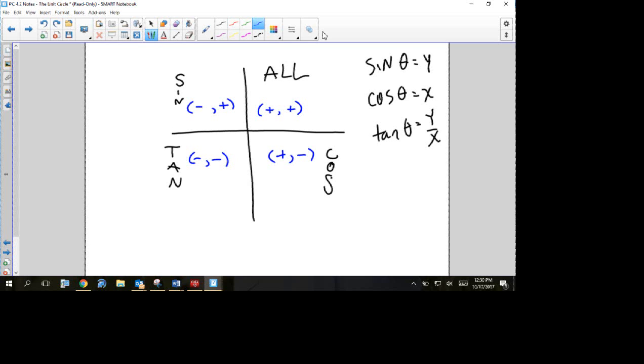ASTC, if you want to remember it, the saying is all students take calculus. So if you'd like to remember A, all, sine, tangent, cosine, you say, all students take calculus. Then you know which one's positive in which quadrant. That only works for sine, cosine, and tangent. What would I do for cosecant? What's cosecant the same as? Charlie, what's cosecant?